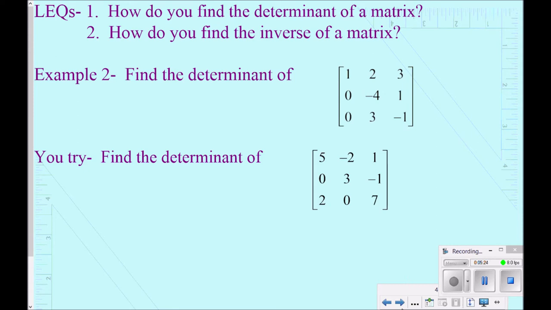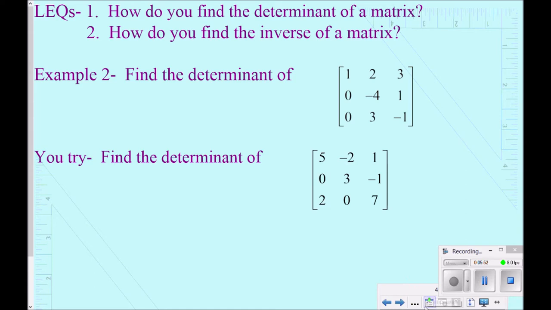Next, we found the determinant of 3 by 3 matrices. We talked about in class the fact that determinants can only be found if the matrices are square. Square meaning that they have the same number of rows as they do columns. So if the matrix is square, then a determinant can be found. We just looked at the 2 by 2 matrix, which was square. Now we're going to look at the 3 by 3 matrix and find the determinant of that.